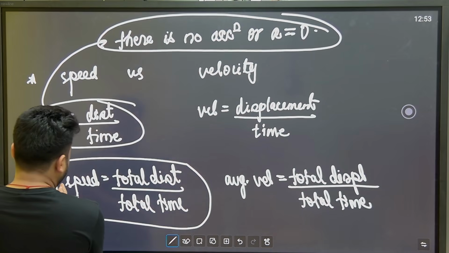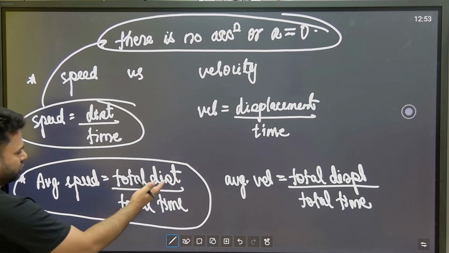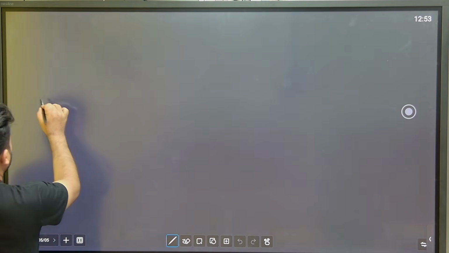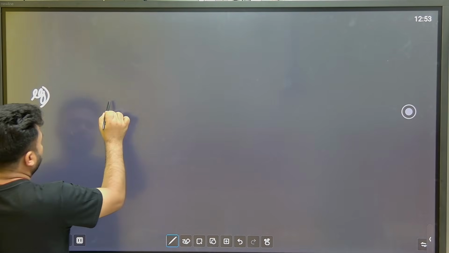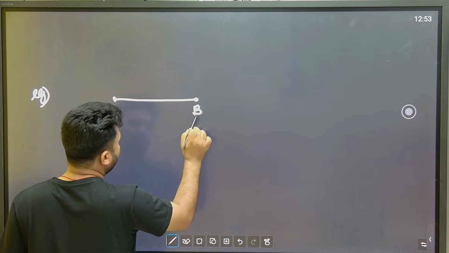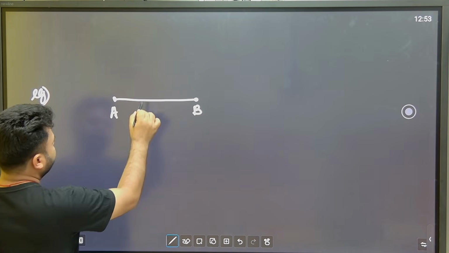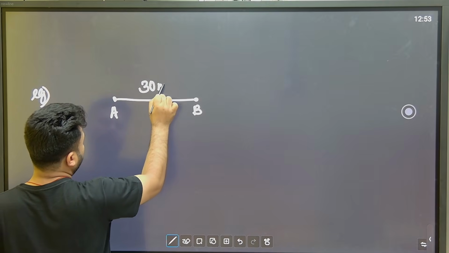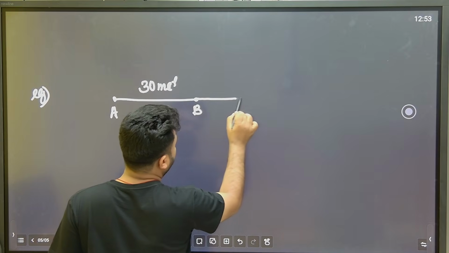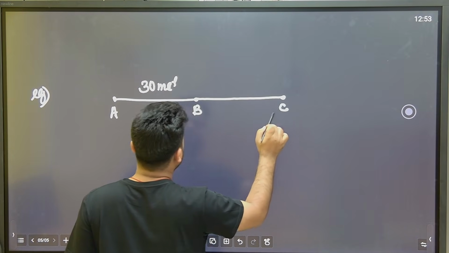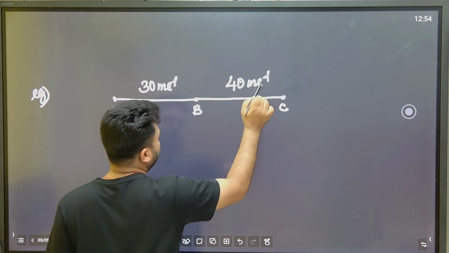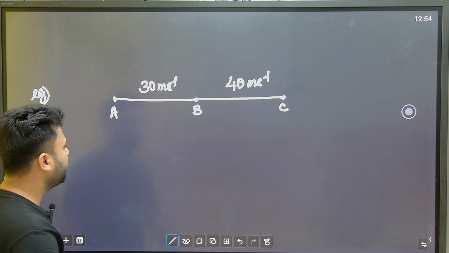I'll take one example of this average speed. Average speed equals total distance by total time. For example, there is a bus which travels from A to B with a speed of 30 meters per second, and again it travels from B to C with a speed of 40 meters per second. Correct?